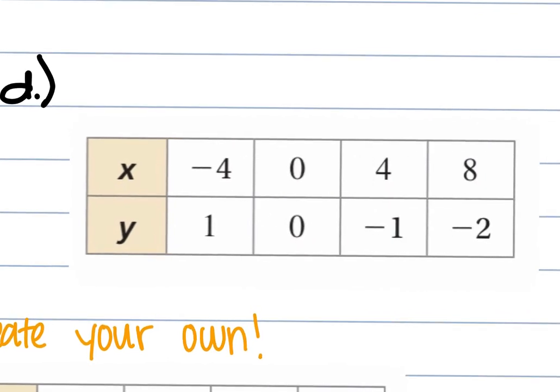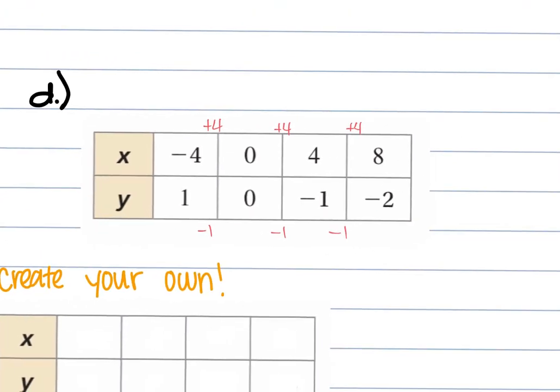What's the x value change? It's plus 4, okay? So plus 4, plus 4, plus 4. What's the y value change? Negative 1. It's going down by 1. Exponential or linear? It's linear, okay?